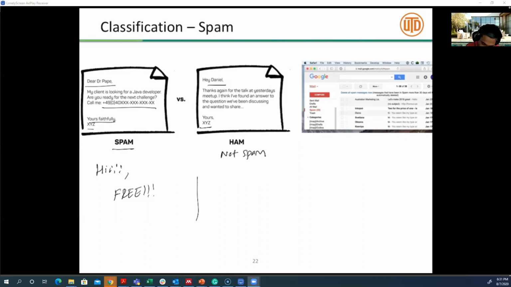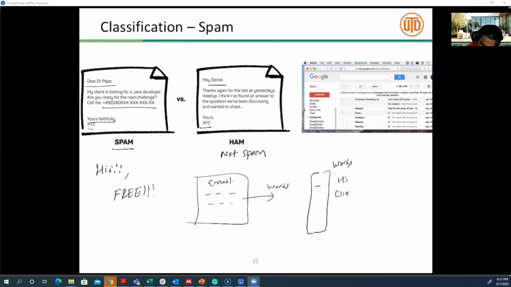So you take in an email, right? And then you take all the words associated with the email, right? So these are all the words. And then you form a feature vector comprising of the words, right? So for example, hi will be one word over here, and then there'll be some word like client in this case, and then another word like free, which probably is a very important word in the case of spam recognition. So you have all of these different words.